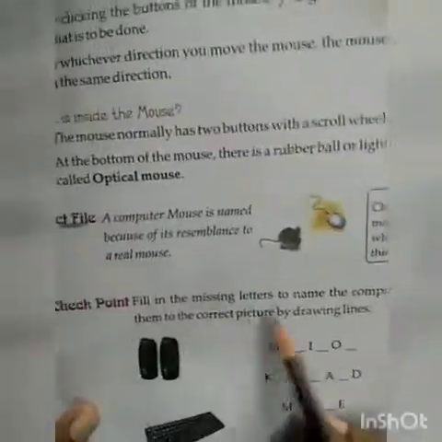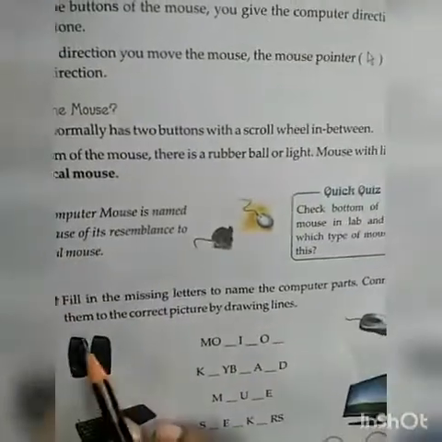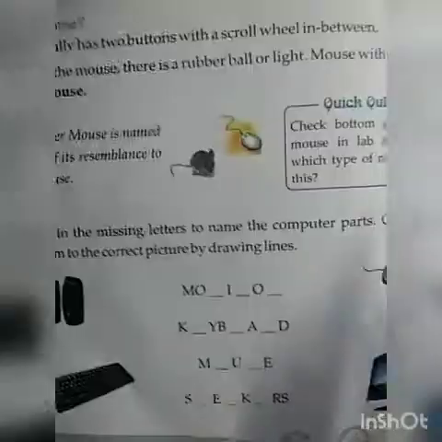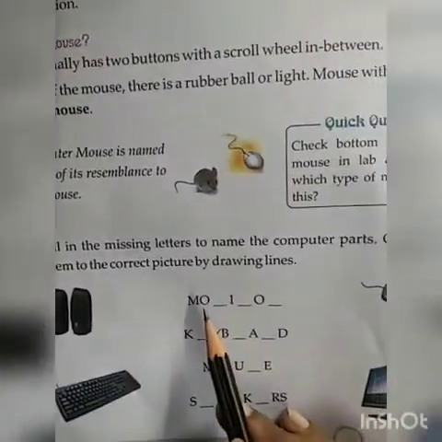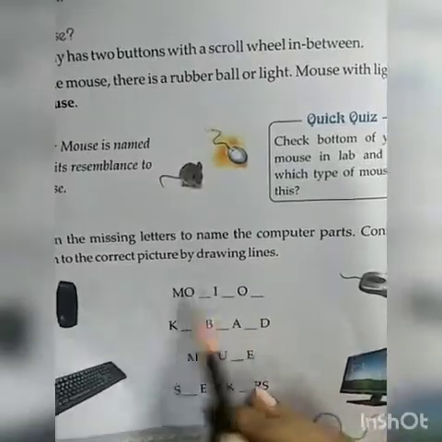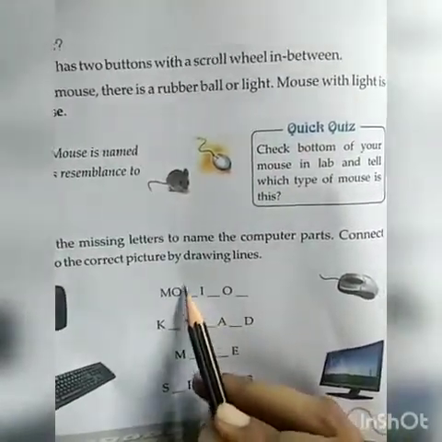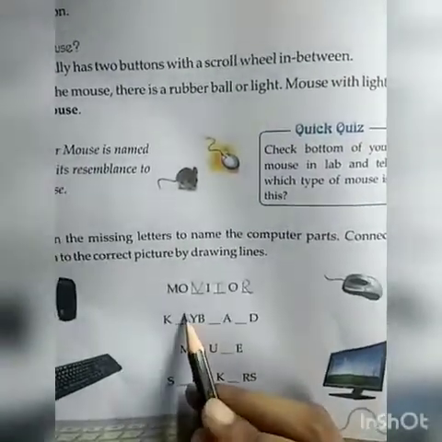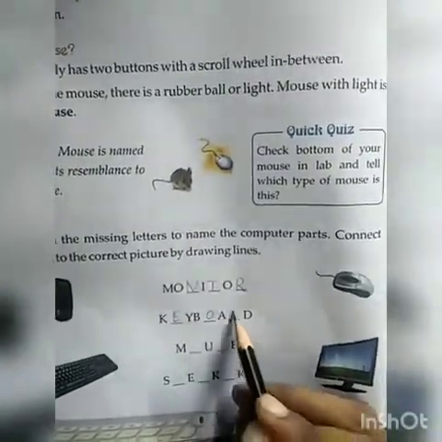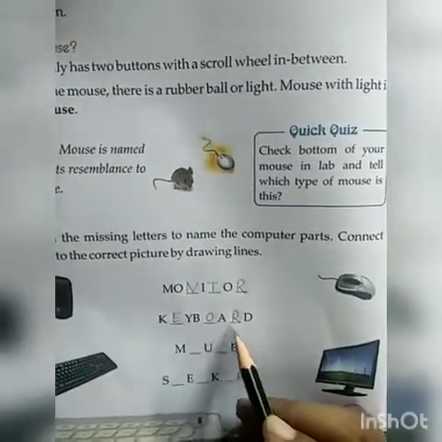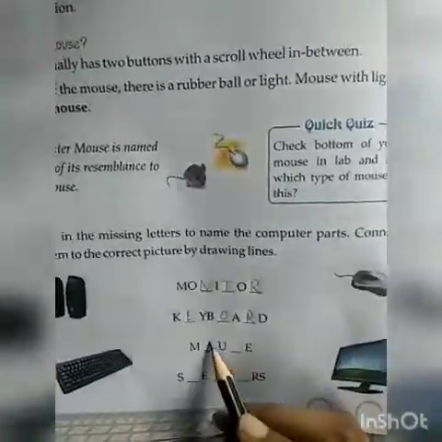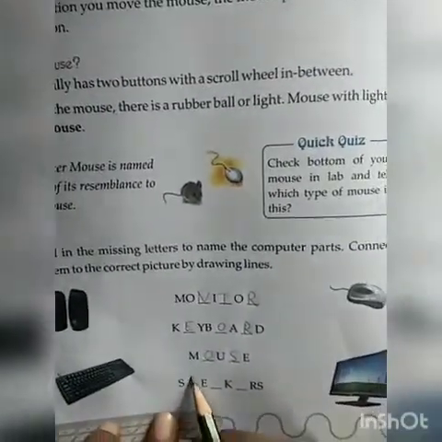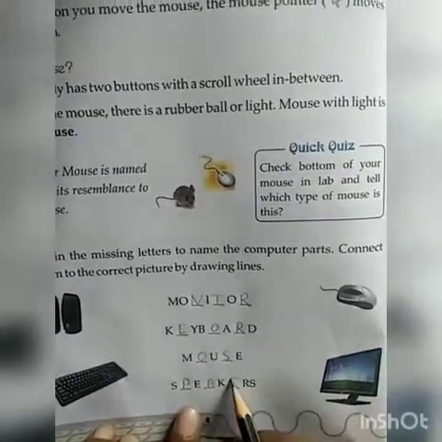Checkpoint. Fill in the missing letters to name the computer parts. Connect them to the correct picture by drawing lines. Here this is monitor. MONITOR. Here this is keyboard. KEYBOARD. Mouse. MOUSE. The last one is speakers. SPEAKERS.